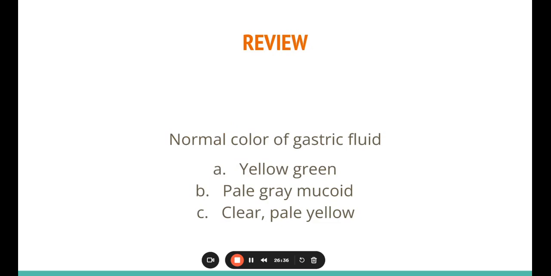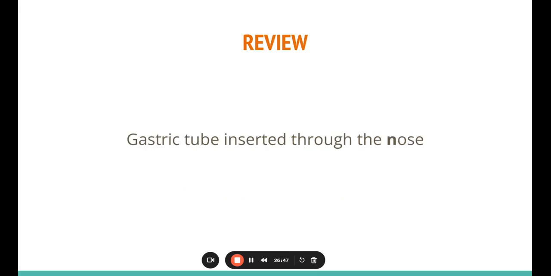Okay, so this is a very short discussion. That is the end of the gastric fluid topic. Now let us have a quick review. What is the normal color of the gastric fluid? The answer is B, pale gray mucoid. Next, gastric tube that is inserted through the nose. The answer is Levin. Remember, nose has letter N, Levin has letter N.